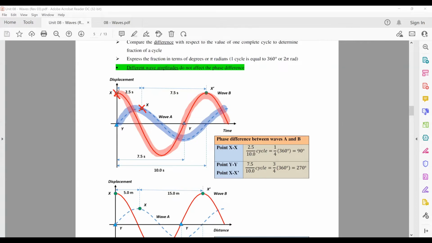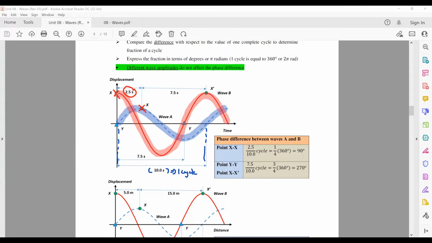So these are the two similar points. So I find the difference between these two similar points. I found out that it is 2.5 seconds. And then I want to relate it to the value of one complete cycle. If you look at the blue colored wave, this is already one complete cycle. So the 10 seconds is one cycle. All right. Okay. So this part here, I know is one full cycle, right? This 10 second here is one cycle.